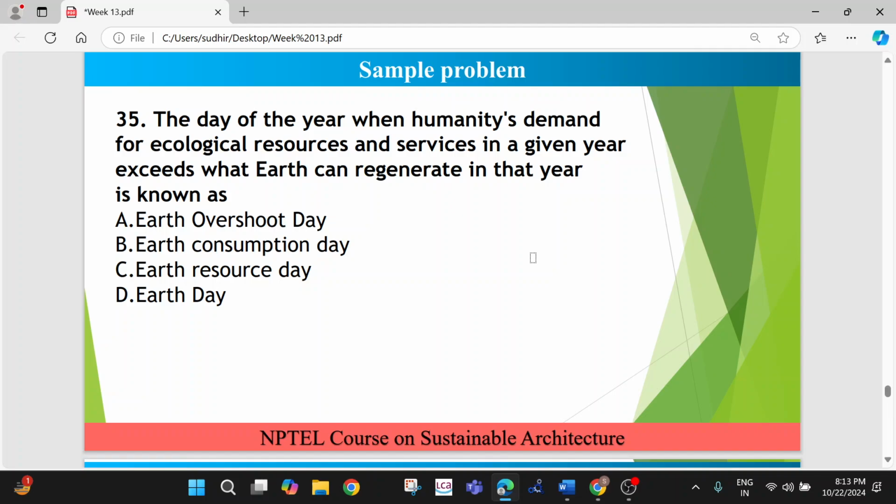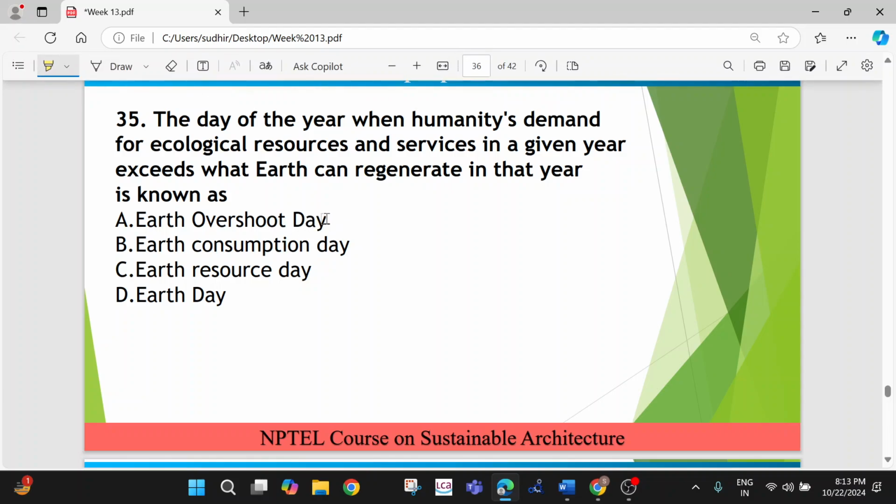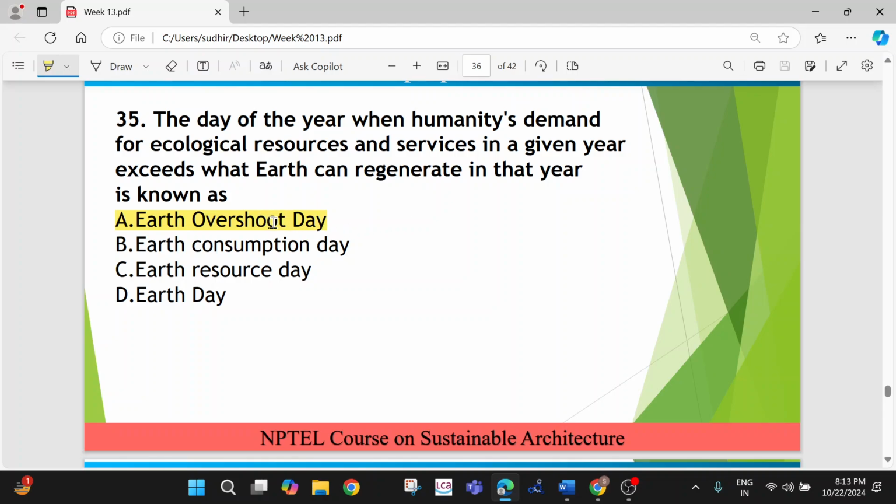It is a very straightforward definition of any of the 4 options shown: Earth overshoot day, Earth consumption day, Earth resource day, or Earth day. Yeah, so A is the right answer for this question. Absolutely, this is Earth overshoot day. It is the day when humanity's demand for ecological resources and services in a given year exceeds what Earth can regenerate in a year. Fine. So A will be the right answer. Let's move to the next question.